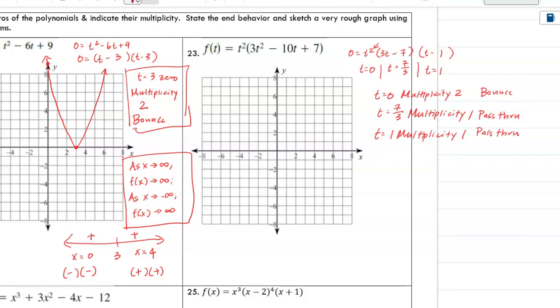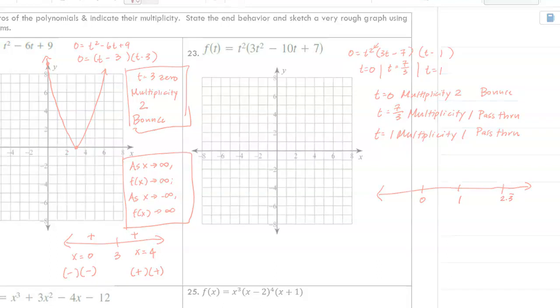Okay, let's go ahead and draw our sign diagram. We have 0, 7 thirds, and 1. 7 thirds and 1 are going to be switched. 7 thirds is like 2.3.